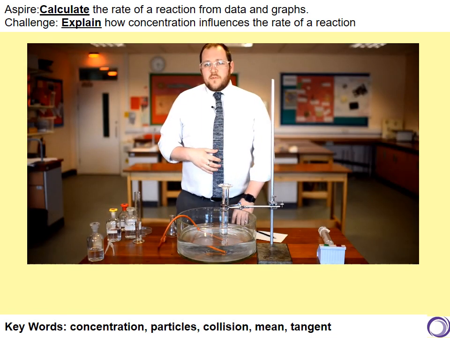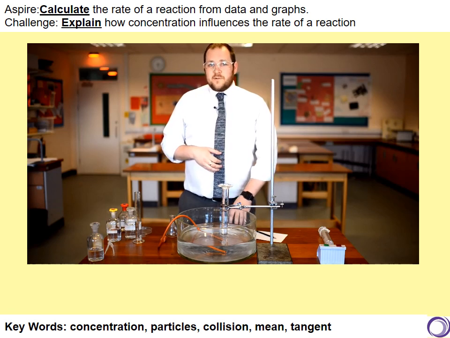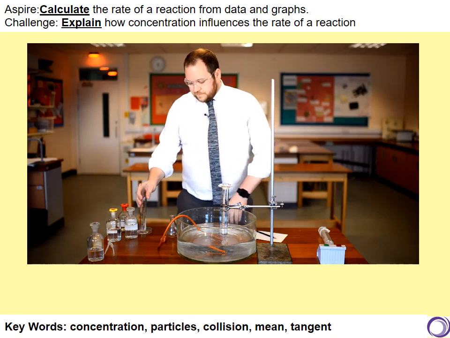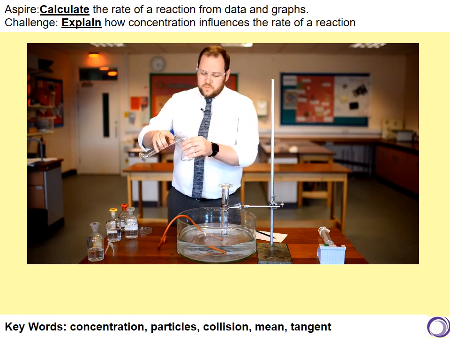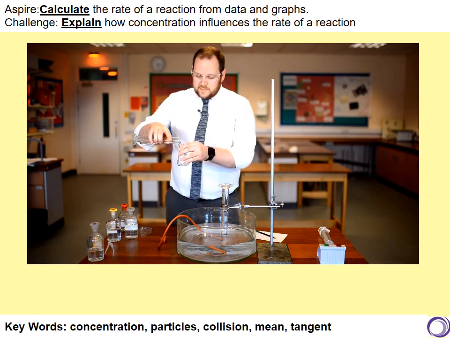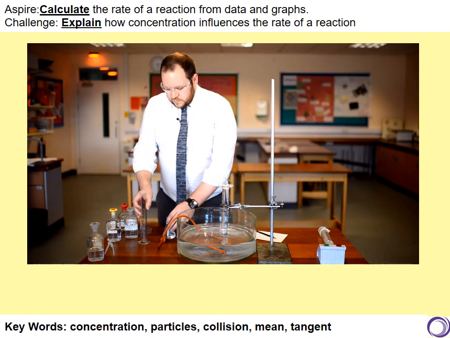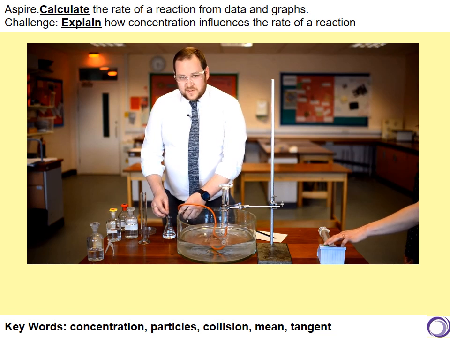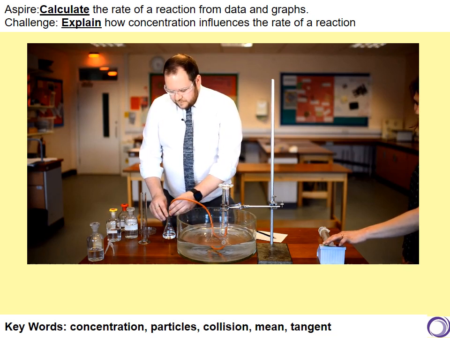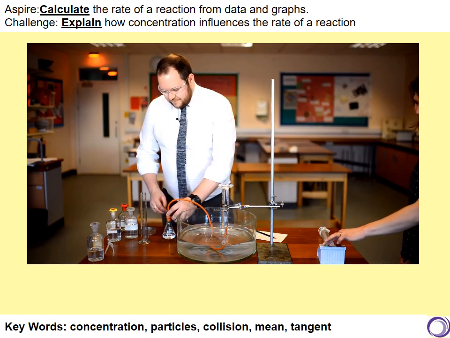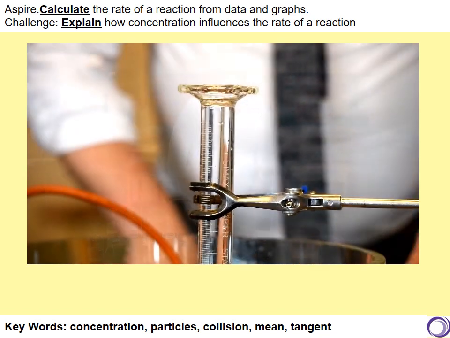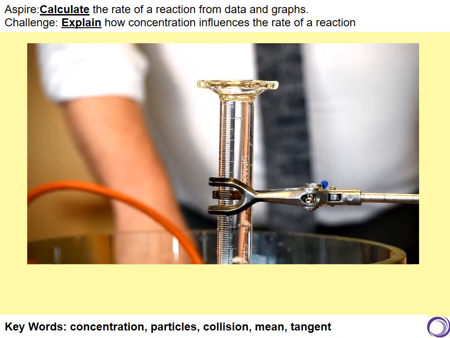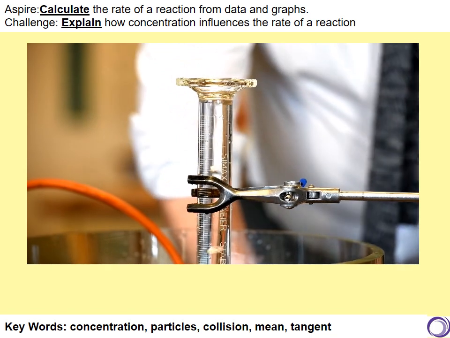This time I'm using the 1 molar hydrochloric acid to see if the reaction's a little bit slower. I'm going to once again pour the hydrochloric acid into the conical flask. And as you add the magnesium, insert the bung and start the timer at the same time. Once again, we're measuring the gas produced every 10 seconds.